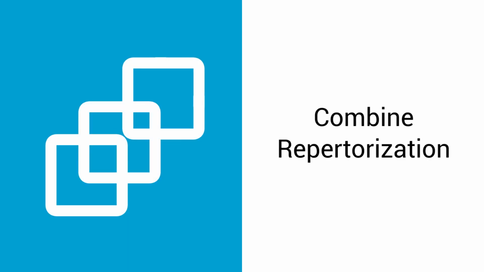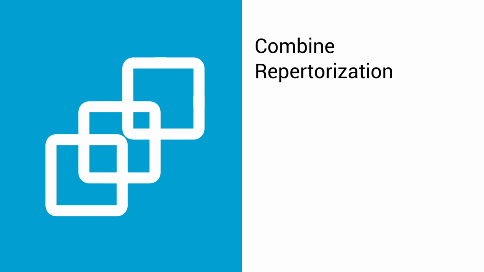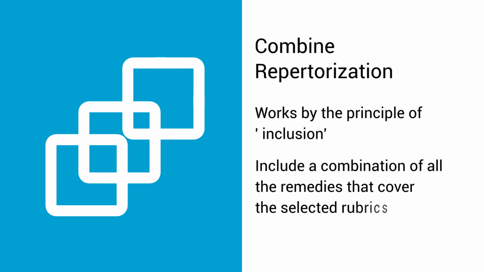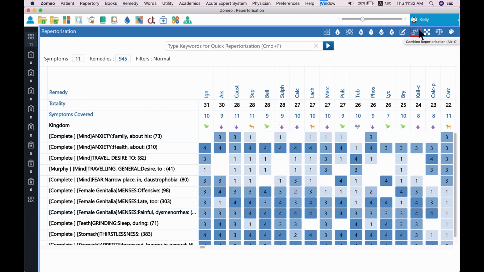Our next filter is the Combined Repertorization Filter. This feature helps in including the most important rubrics from your totality, along with the indicated remedies that cover either one or all of the symptoms selected. In this manner, the repertorization results will include a combination of all the remedies that cover the selected rubrics. To open the Combined Repertorization Filter, click on the Combined Repertorization icon, or press Alt+C from your keyboard.